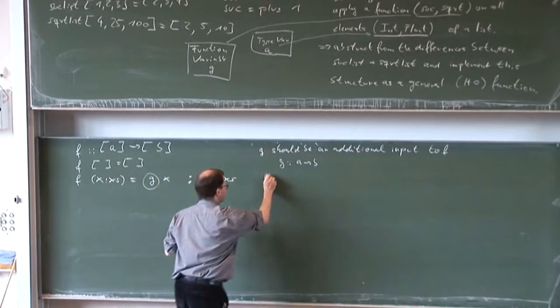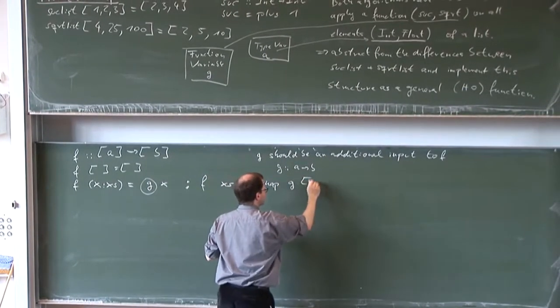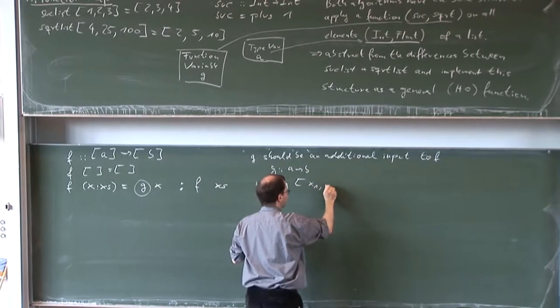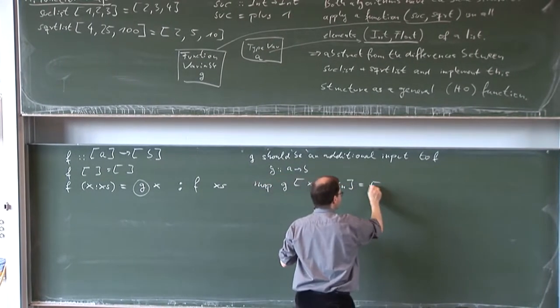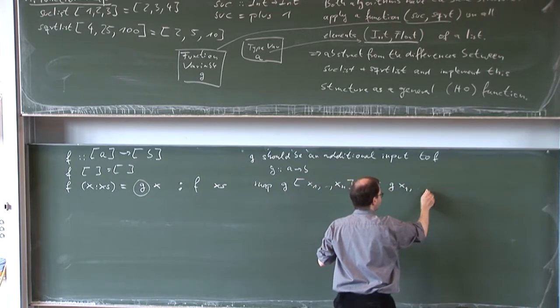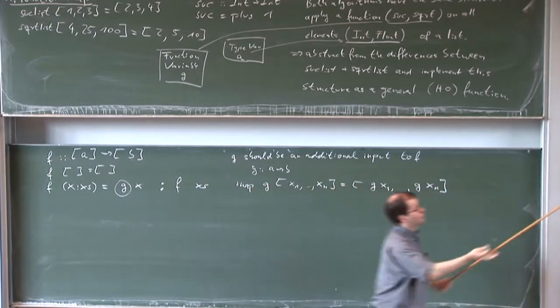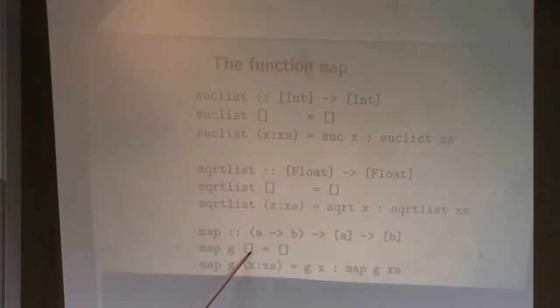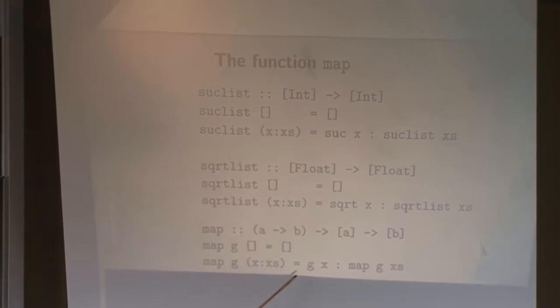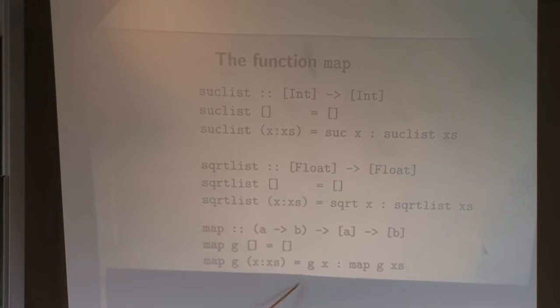So what map does is, if you apply map g to a list where you have the elements x1 to xn, then the result will be the list where g is applied to the first element, to the second element, and to the last element. And indeed, it works exactly in the same way as sucklist and square root list, but we abstracted the differences. Here g in the first case would be suc, and in the second case it would be square root.